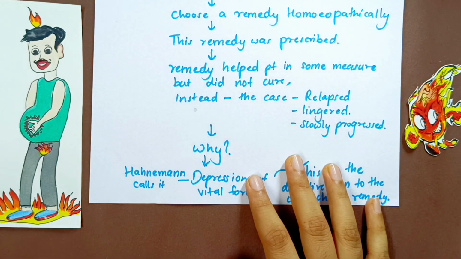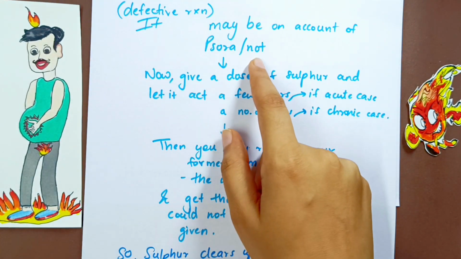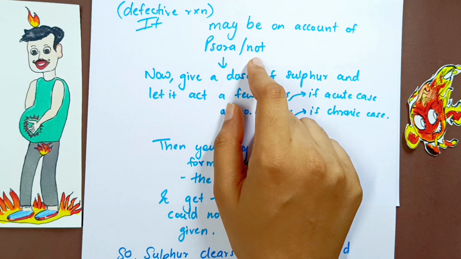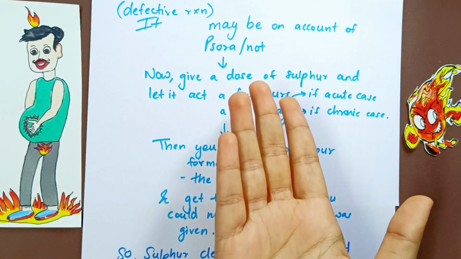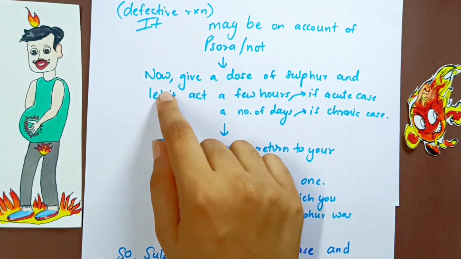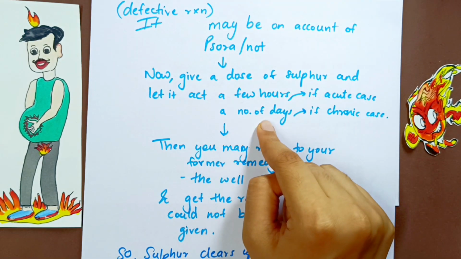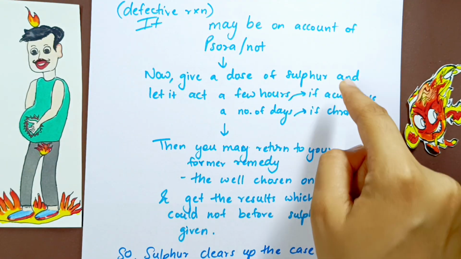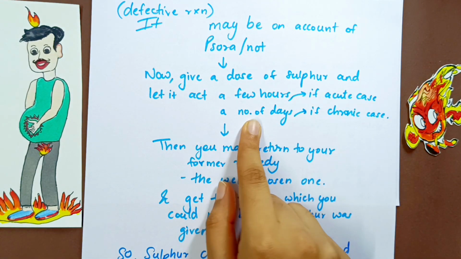Now, this defective reaction may be on account of Psora or may not be on account of Psora. So right now when I am telling you all of this, which Dr. Nash has written, you will say that just now we talked about Psora. So it is the same thing, right? Psora is also the same thing. So let's see, okay? It may be on account of Psora or not. Now give a dose of sulfur and let it act a few hours if acute case and number of days if it's a chronic case. So if you have an acute case and this scenario takes place, give sulfur and wait for a few hours, and if it's a chronic case, give sulfur and wait for a few days.